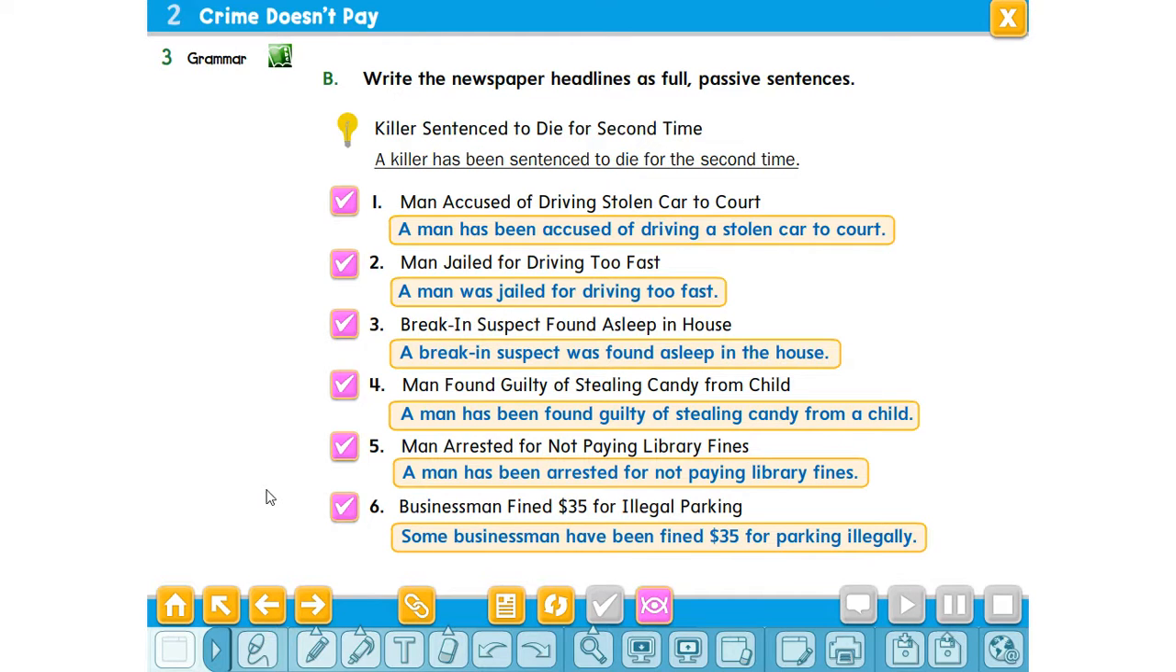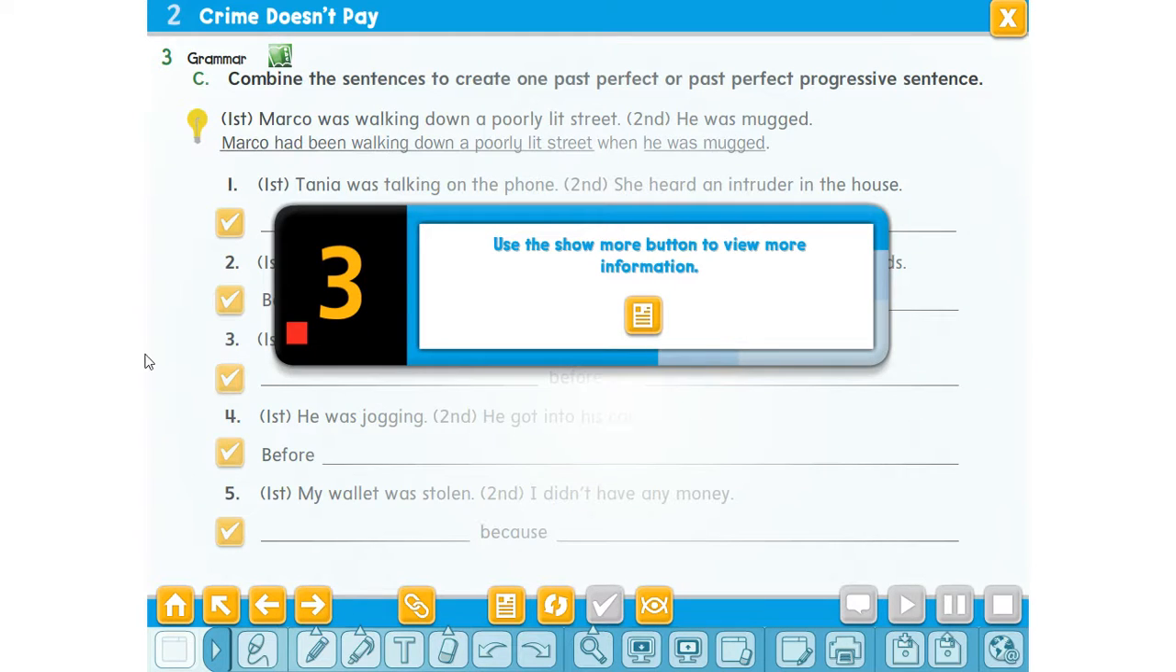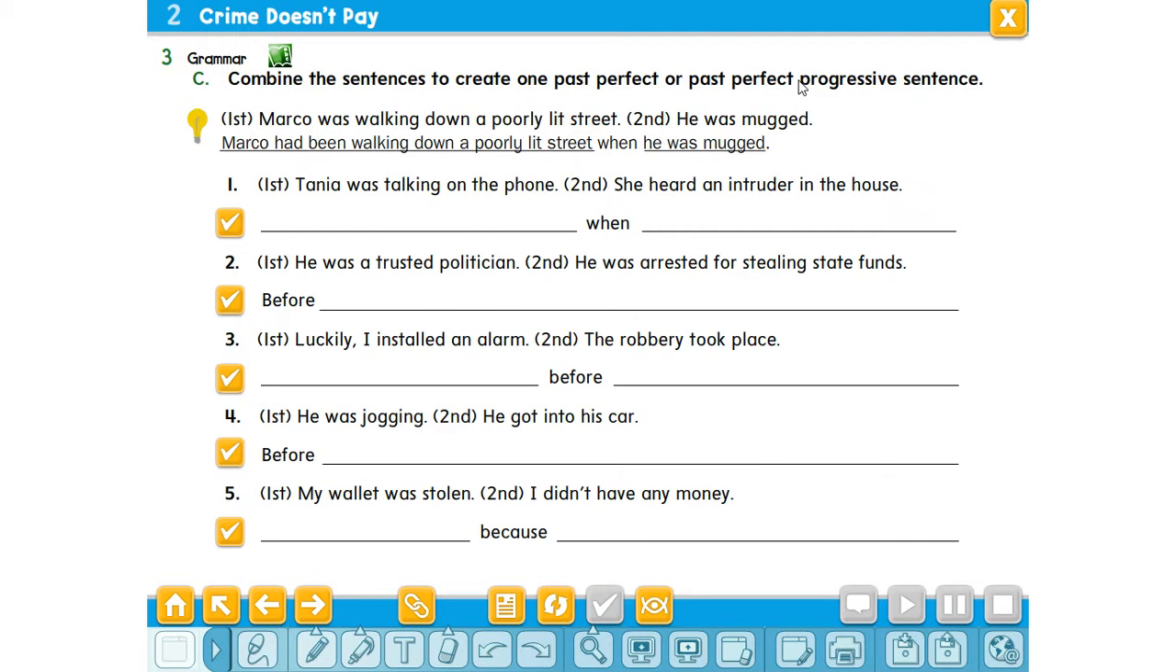Next exercise, exercise C. Combine the sentences to create one past perfect or past perfect progressive sentence. Look at this sentence. We have the first sentence and we have the second sentence. Marco was walking down a poorly lit street. He was mugged. Marco had been, because we have "was", had been walking down a poorly lit street when he was mugged.